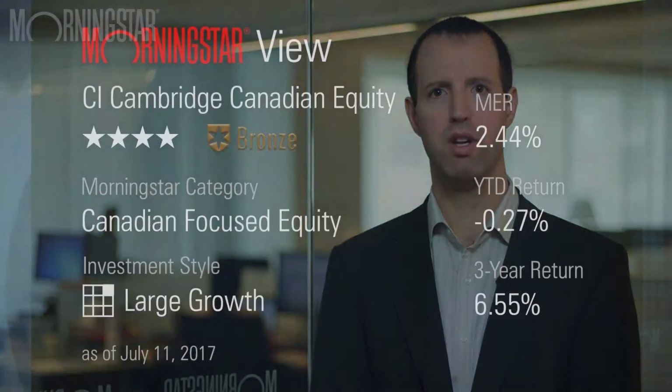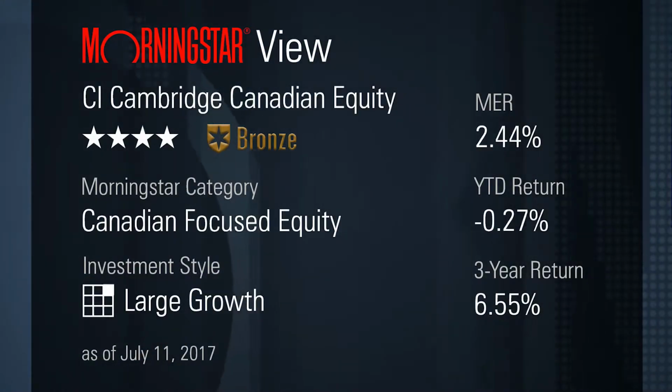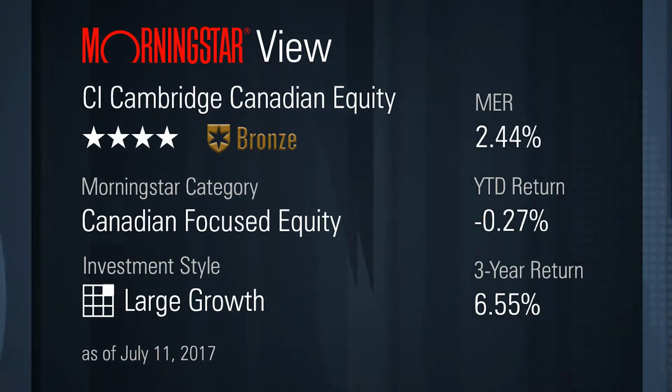For instance, the bronze-rated CI Cambridge Canadian Equity Fund dedicates a portion of their portfolio to opportunistic, shorter-term trades, and this typically results in portfolio turnover greater than 100%. Not surprisingly, the TER for this fund is above its category median. However, this is something we've considered in the fund's process and price pillar ratings.